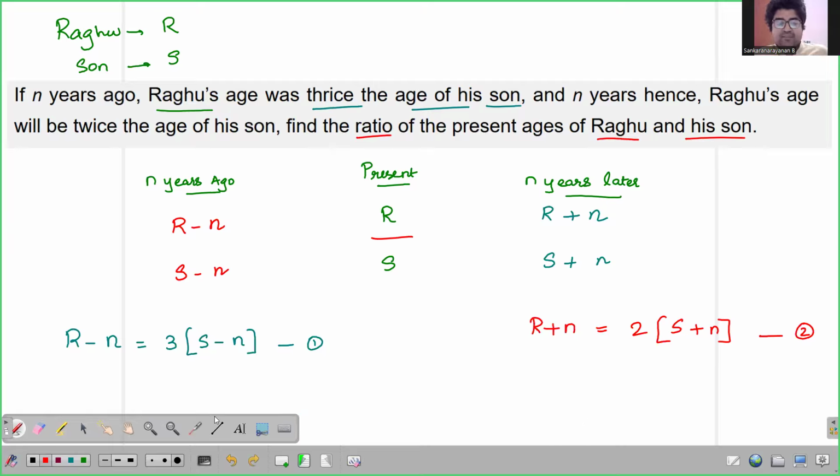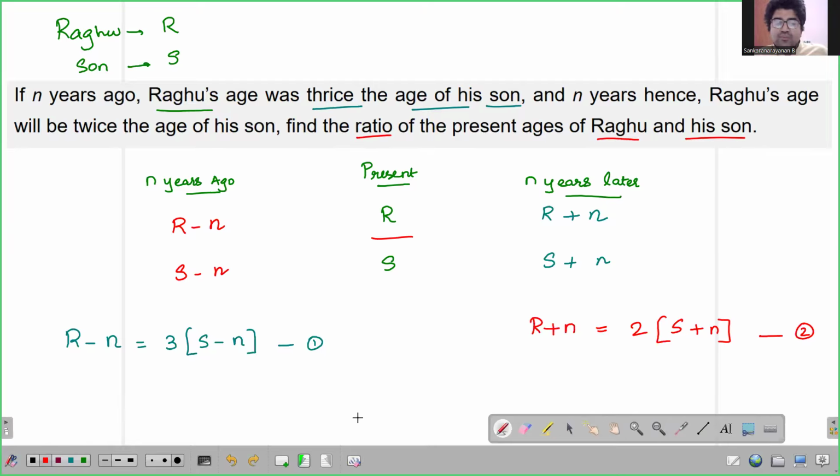That's the question here. Okay, so now simplifying this, let me take this 3 inside. I will write it in terms of n. Okay, so I can see now 3s minus 3n is coming here as R minus N. Shuffling this, 3s minus R is equal to 2n. Got it? Let it be there.